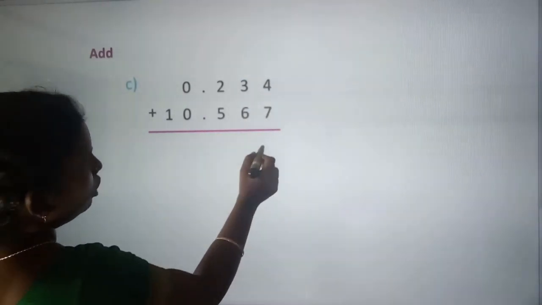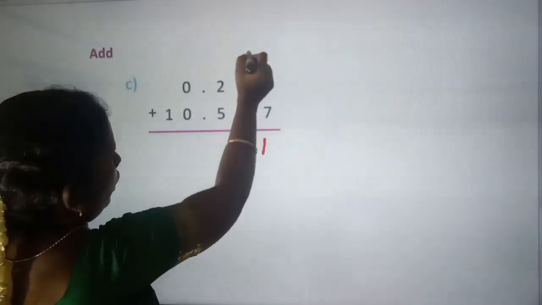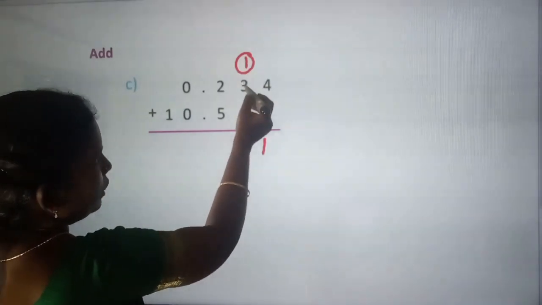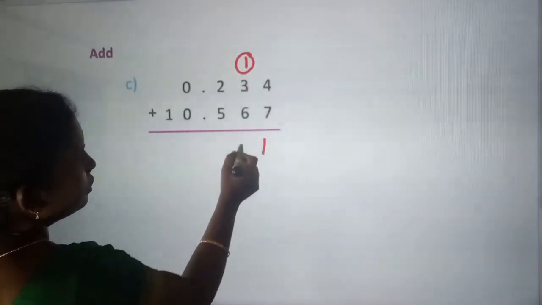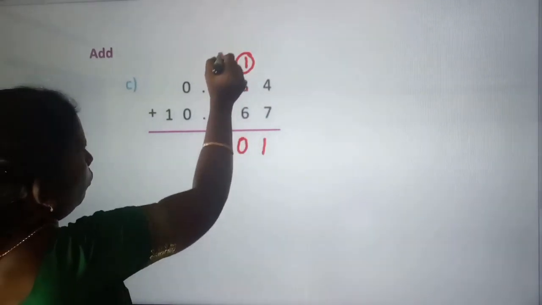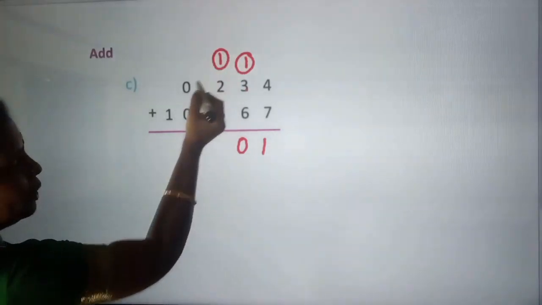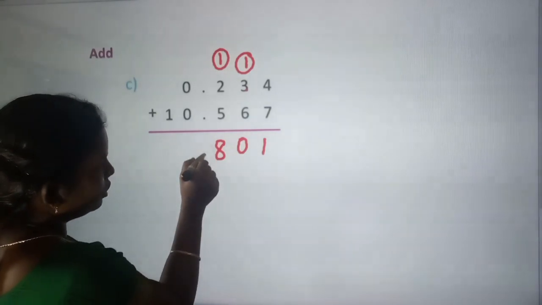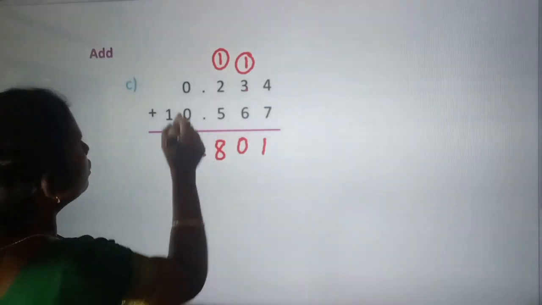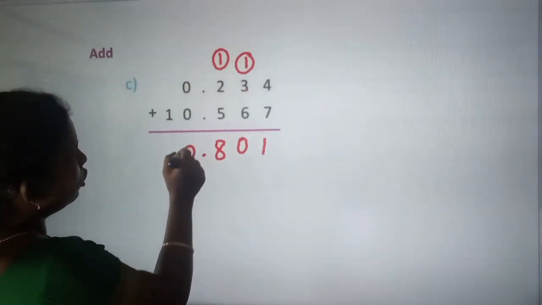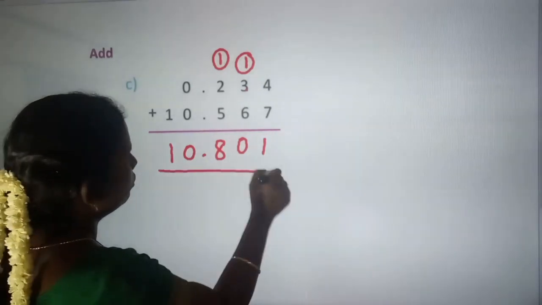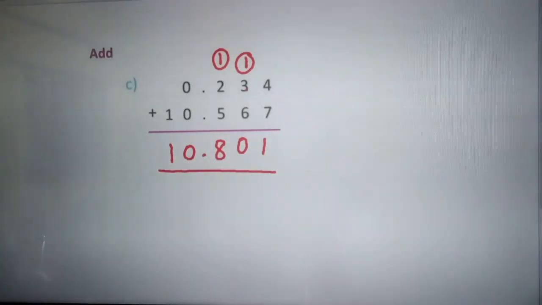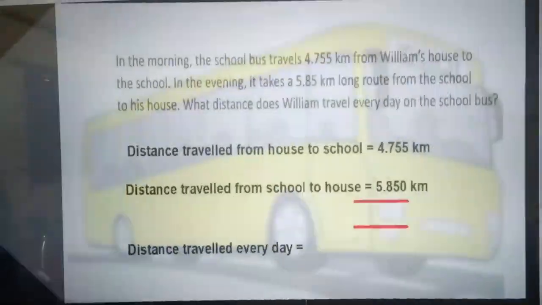See, 7 plus 4, 11, 1 is carrying over. Next 1 plus 3 is 4, 4 plus 6, 10, 0, 1 is carrying over. Again 1 plus 2, 3, 3 plus 5, 8. Then we have to put the decimal point here. Next 0 plus 0, 0, then 1. Do you understand this addition? Is it clear? As usual, the same normal addition we are doing.